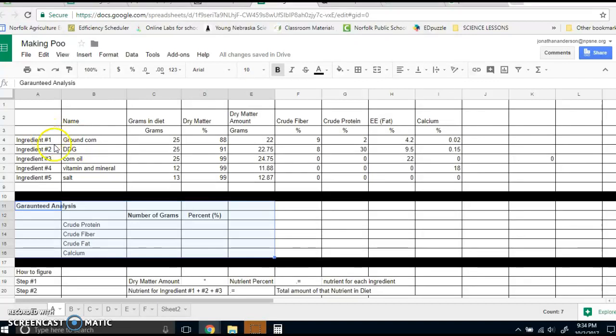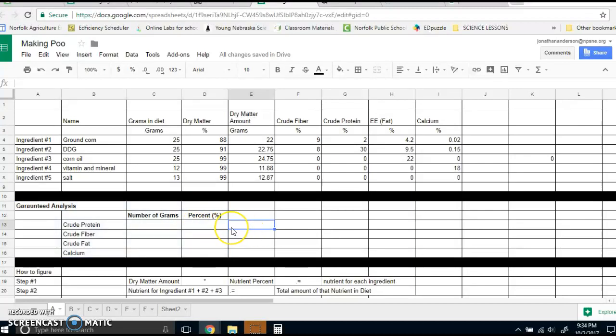Because you have recorded your ingredients, the amount of that ingredient, the dry matter, and the dry matter grams and percentages of that particular nutrient, we can then figure out the guaranteed analysis, just like the individuals that figure out feed labels have.